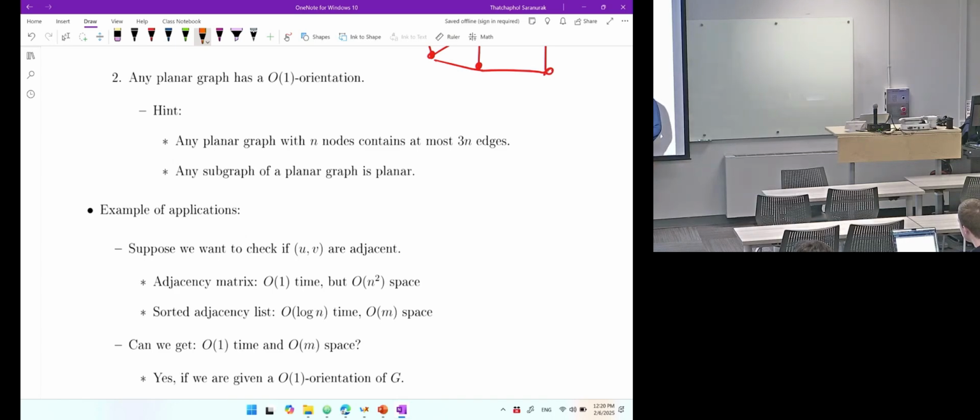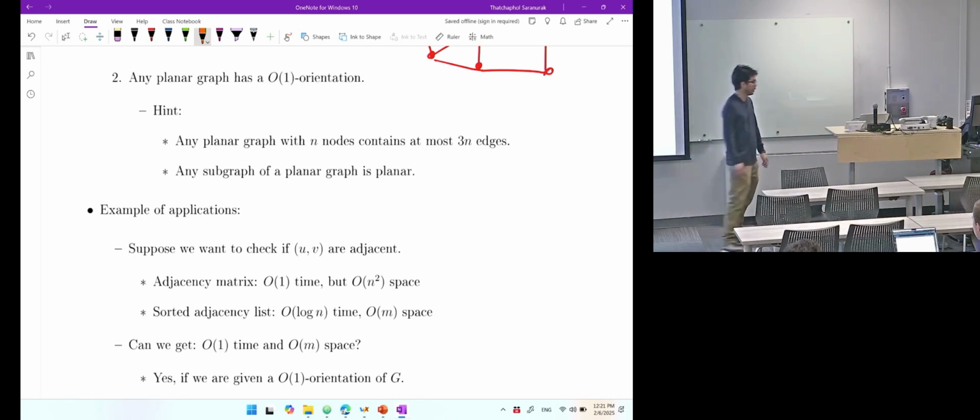The answer is yes. If the graph has small orientation, like O(1) orientation, can anyone tell me how? Suppose that I give you the O(1) orientation already. How can you check if U and V are adjacent? Yeah, we could just have the normal adjacency list because it's O(1) orientation. We know we have O(1) neighbors to check only. Yeah, we have O(1) out neighbors. Yeah, to check, right?